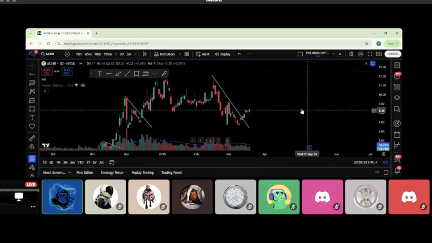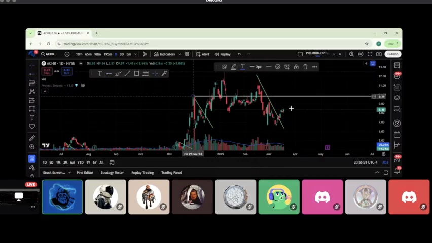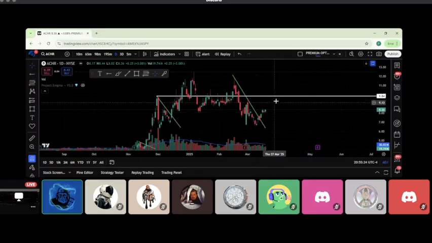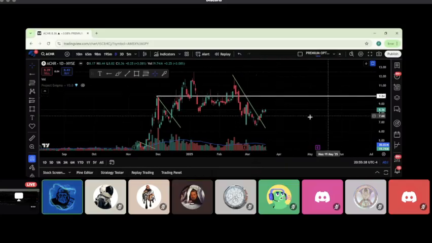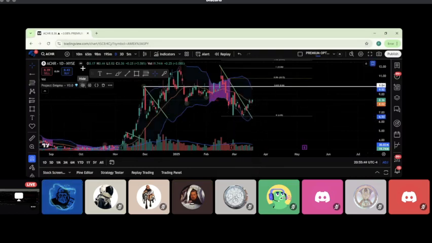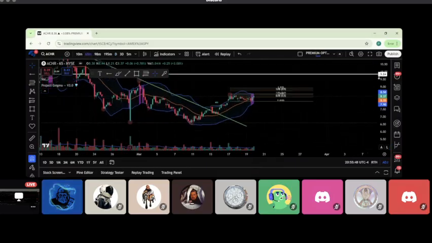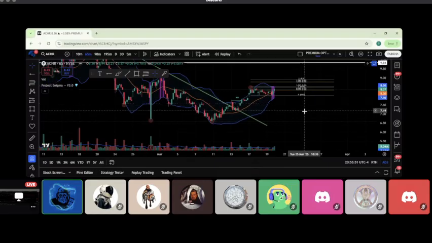So you're probably going to target this level over here, all the way up to $9.90, $10 soon. Maybe it comes down and makes a lower high first. It is in the upper Bollinger Band, and it's squeezing on the 65. So maybe it goes up. We will see. It looks good actually.